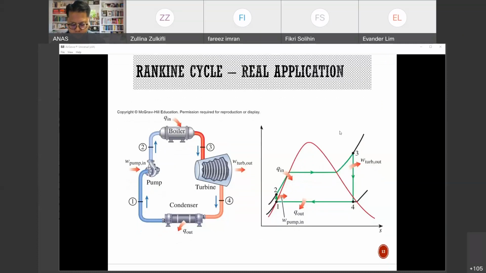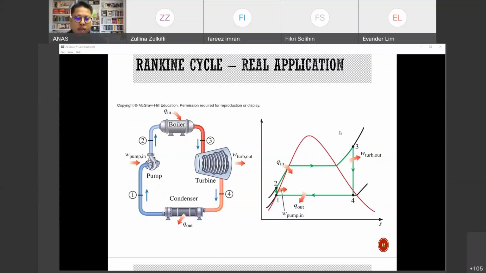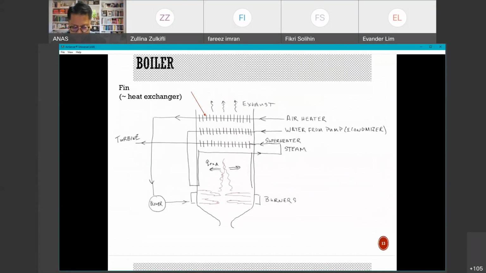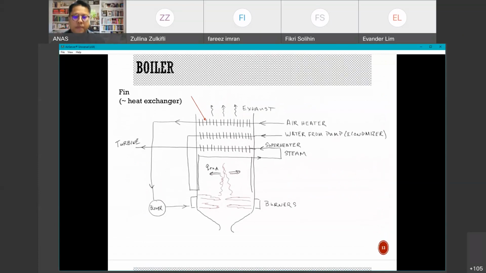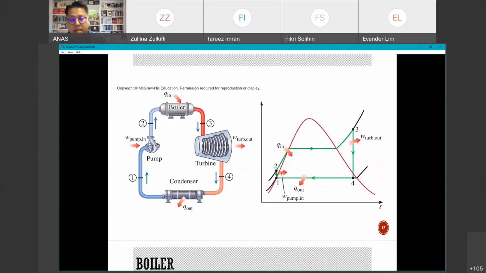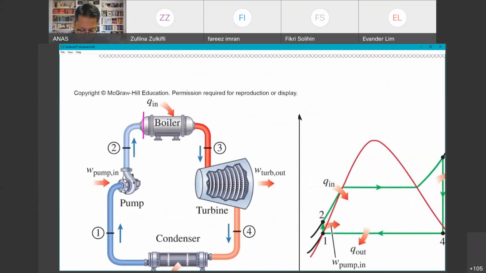Okay. So let's proceed to look at the components that make up this Rankine cycle. First, we look at the boiler. If you look at the diagram, I think it doesn't do any justice, because we just look at this component stated as boiler, and we have a Q in going into the boiler.